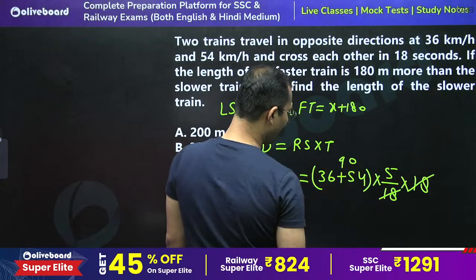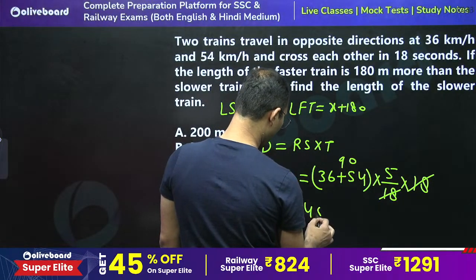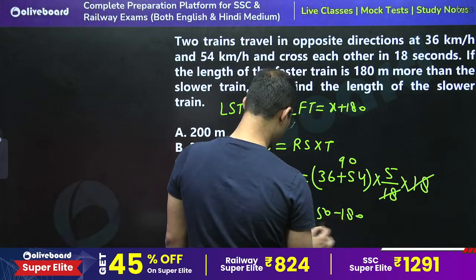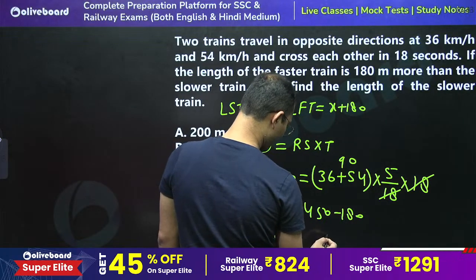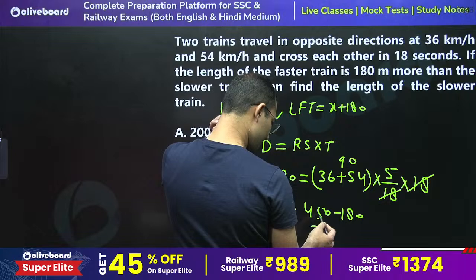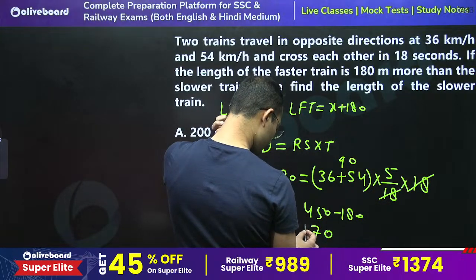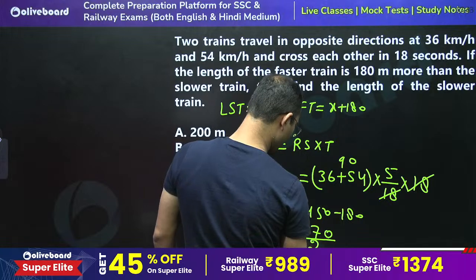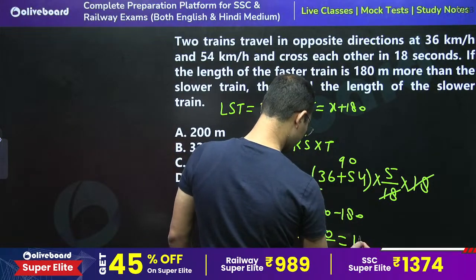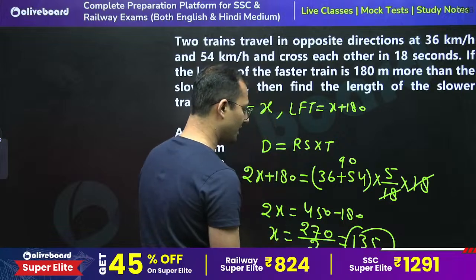So we get 450, and we can say that 2x is equal to 450 minus 180. So x is equal to what? 270 divided by 2, right? So 135. So 135 meter is the right answer.